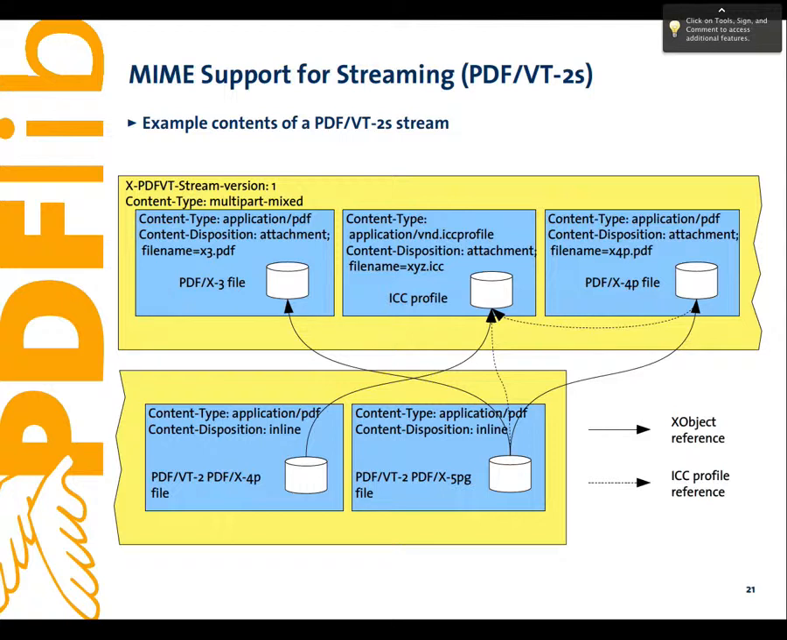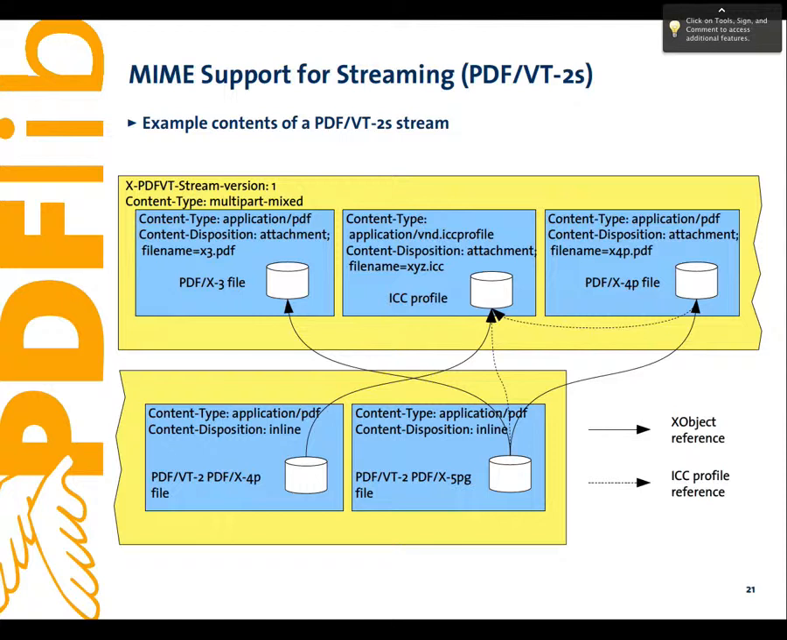The requirement is that all the parts that are needed for rendering actual pages appear in the stream before the actual page data. So the actual invoices, for example, could be contained in PDF/VT-2 files that I have at the end of the stream. We remember that certain PDF/VT standards allow referencing external graphical data or ICC profile data. So we have here a PDF/VT-2 file that is at the same time PDF/X-4p conformant, which means that it references an ICC profile that must appear before the file in the stream.